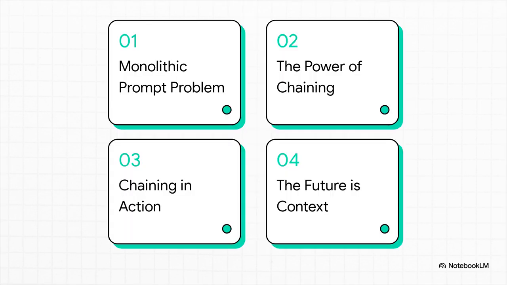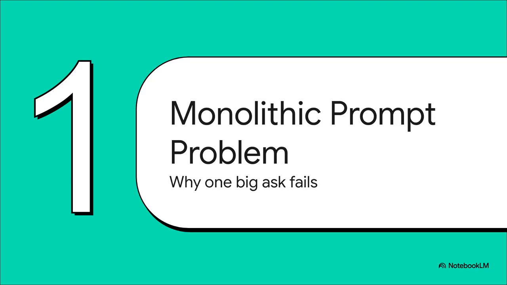First, we're going to diagnose what I like to call the monolithic prompt problem. Then we'll get into the solution, the power of chaining. After that, we'll see it in action with some really cool examples. And finally, we'll look to the future with this big idea called context engineering. All right, so let's jump right in with part one, the monolithic prompt problem.